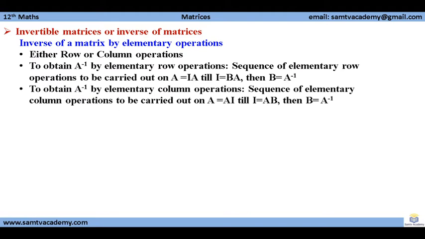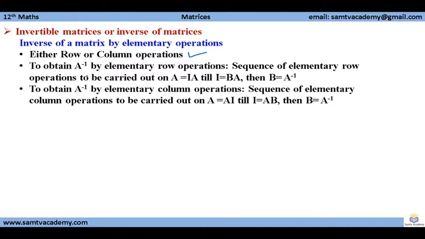Now, invertible matrix or inverse of a matrix. To find the inverse of any matrix, what do we have to do? We have to do row or column operation. If it is given in a question that you have to find the inverse of a matrix by row operation or column operation, follow that. If nothing is given, then you can use both or either of the two, whichever you are comfortable with.